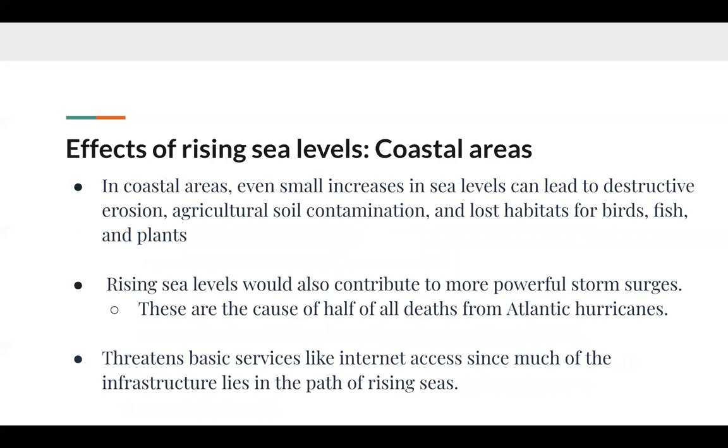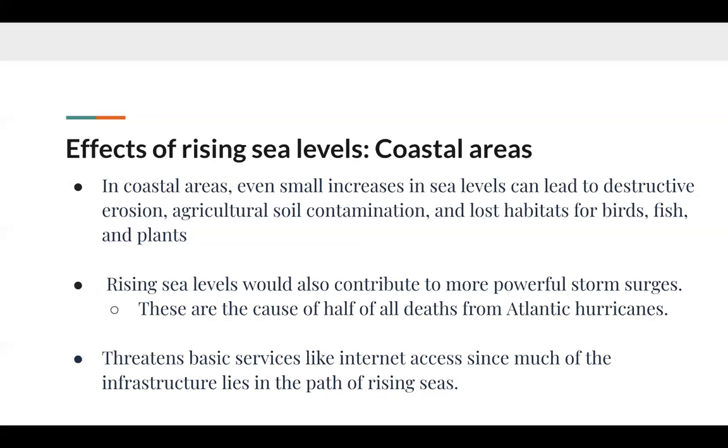So what are some effects of rising sea levels? In coastal areas, even small increases in sea levels can lead to destructive erosion, agricultural soil contamination, and lost habitats for birds, fishes, and plants. So this basically means that, like Joseph touched on, destructive erosion would mean that beaches are almost completely flooded, so it's impossible to reach them.